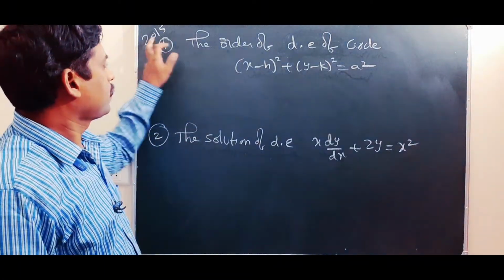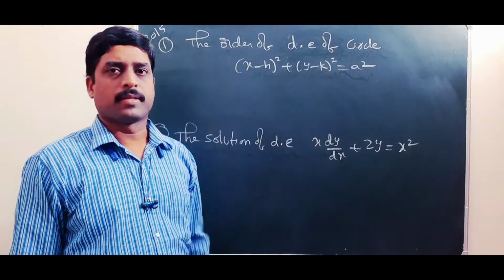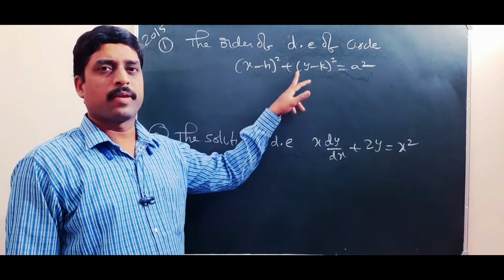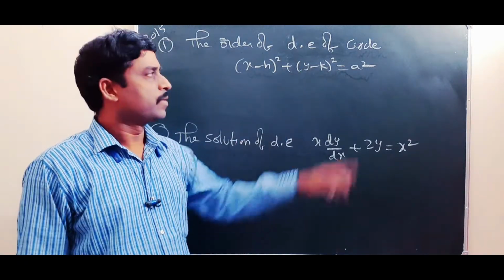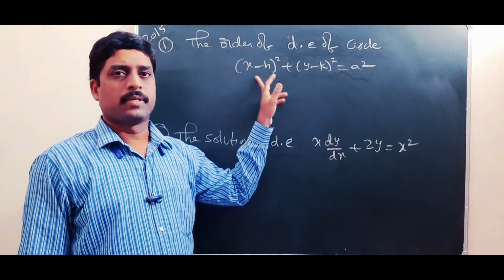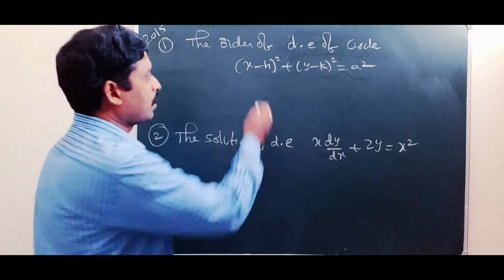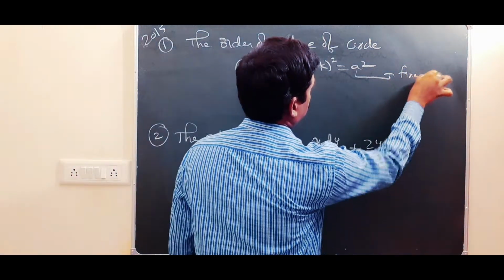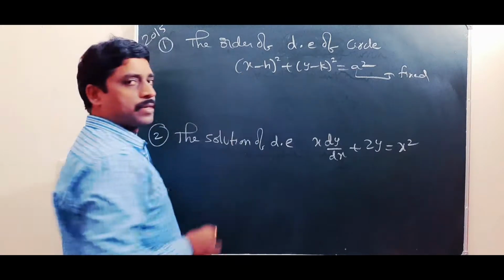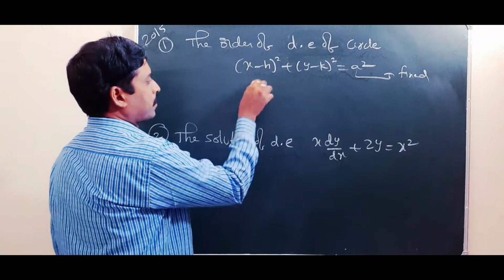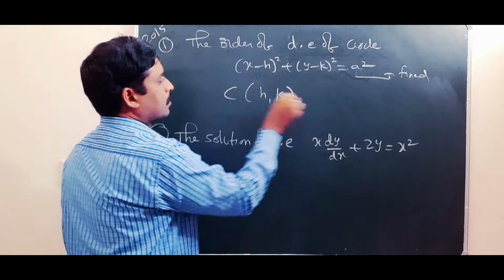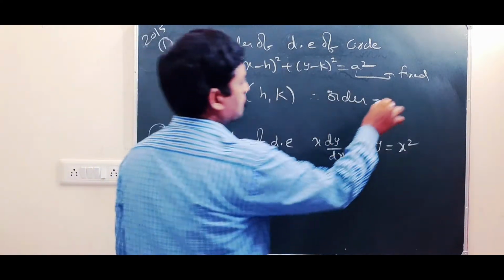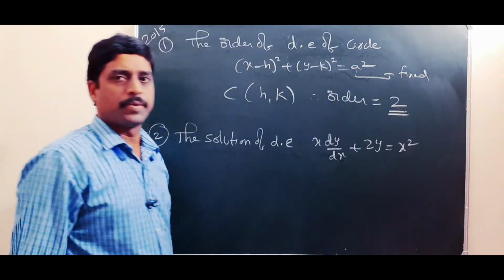This is from 2015. Find the order of the differential equation. What is given? The equation of a circle, (x minus h) whole square plus (y minus k) whole square equal to a square, where a is the radius and (h, k) is the center. How many arbitrary constants are there? The radius is always fixed, so 2 arbitrary constants are there. Therefore, order is equal to the number of arbitrary constants, which is 2.